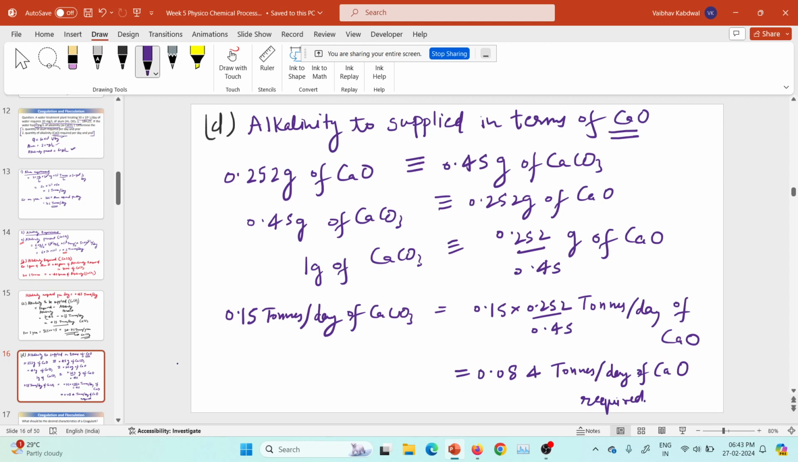Okay, and if we need to calculate it for 1 year, it will be 0.084 into 365. How much? 30.66 tons per year. So this much is the alkalinity required per year, 30.66. So this is the question.